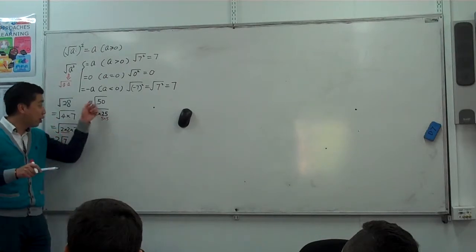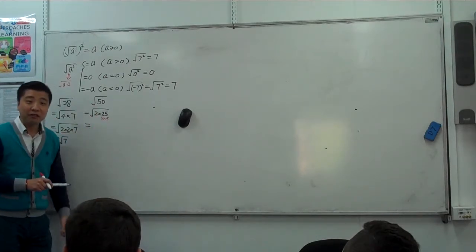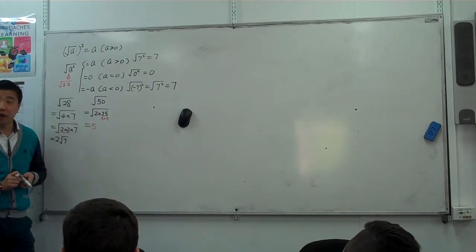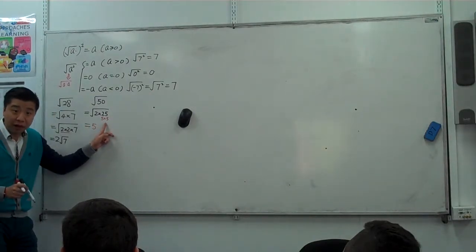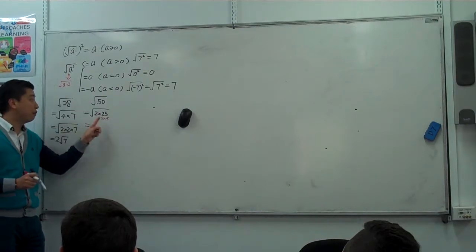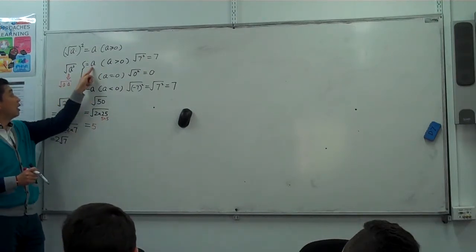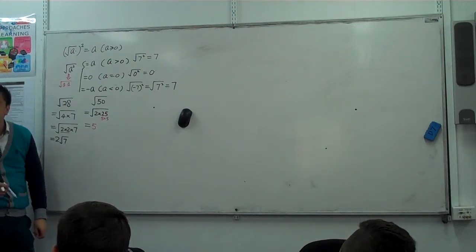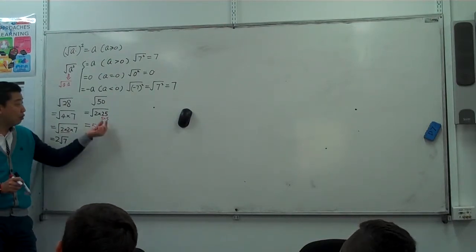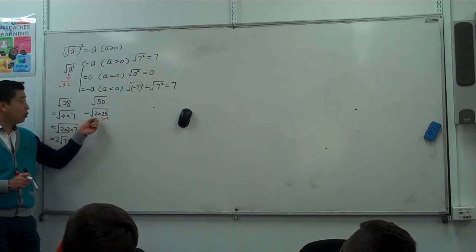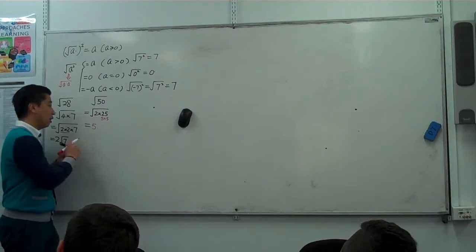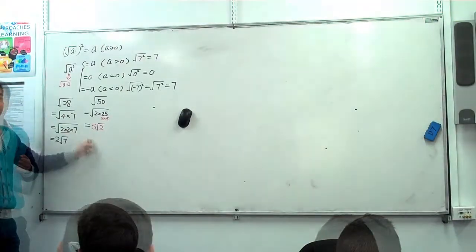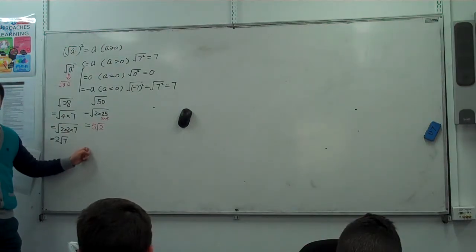Square root 5 times 5 is? 5. It's not 25. 5 times 5 is 25. But square root 5 times 5 is 5. Do you have anything left inside? You finish this pair, you only have 2 inside. So the answer is 5 square root 2. Do you have any questions?